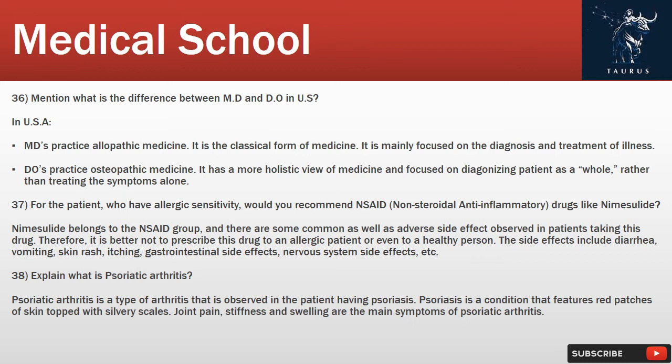38. Explain what is psoriatic arthritis. Psoriatic arthritis is a type of arthritis that is observed in patients having psoriasis. Psoriasis is a condition that features red patches of skin topped with silvery scales. Joint pain, stiffness and swelling are the main symptoms of psoriatic arthritis.